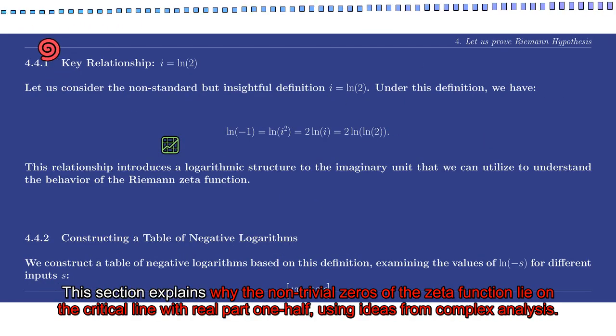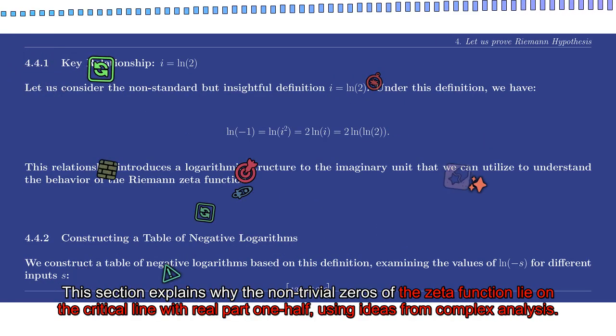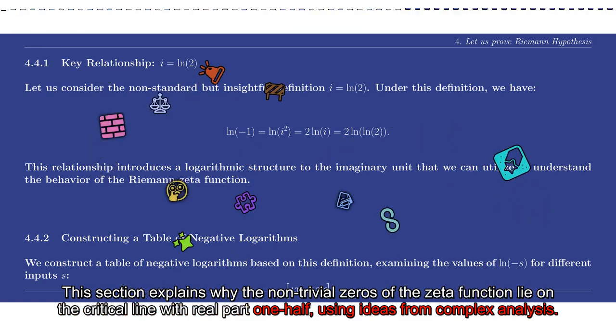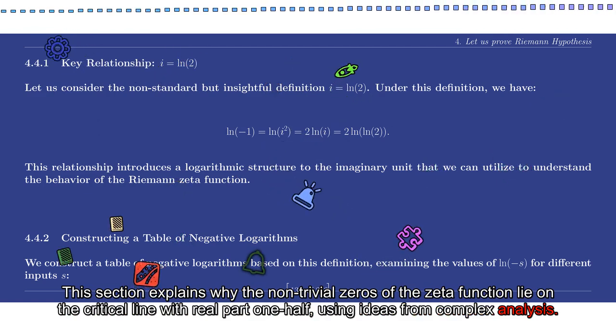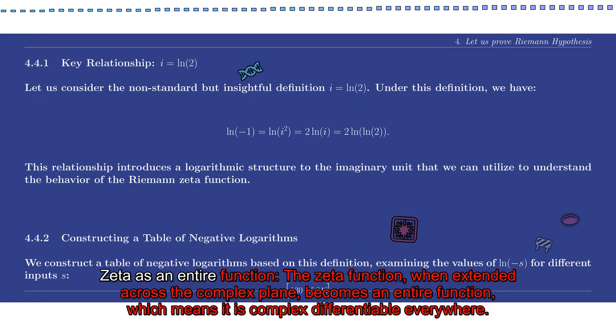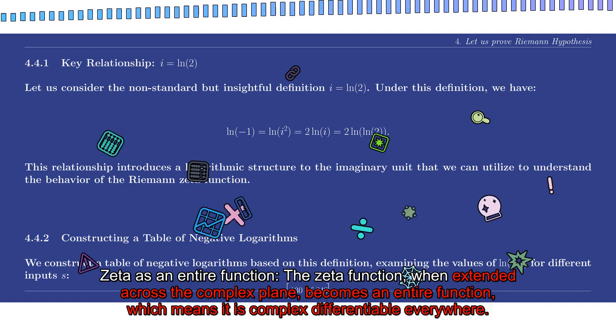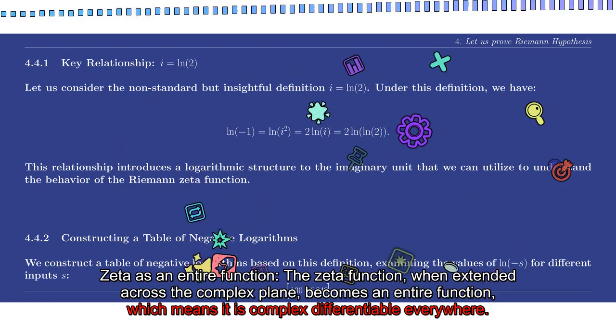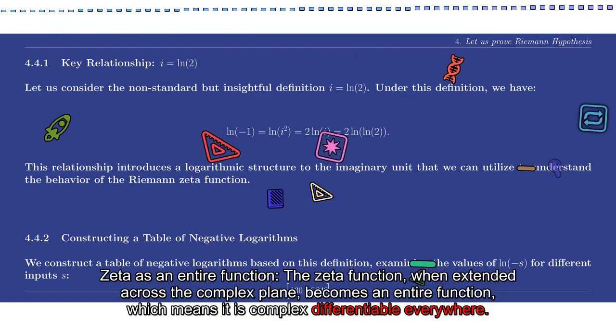This section explains why the non-trivial zeros of the zeta function lie on the critical line with real part 1/2, using ideas from complex analysis. Zeta as an entire function. The zeta function, when extended across the complex plane, becomes an entire function, which means it is complex differentiable everywhere.